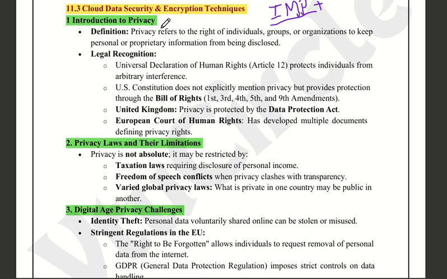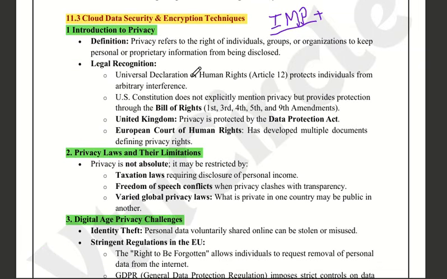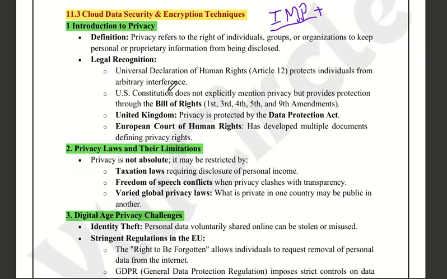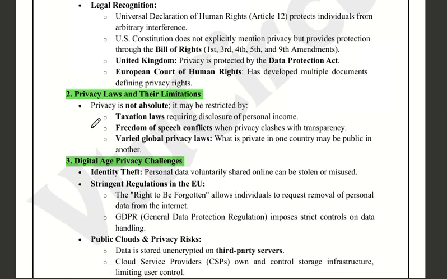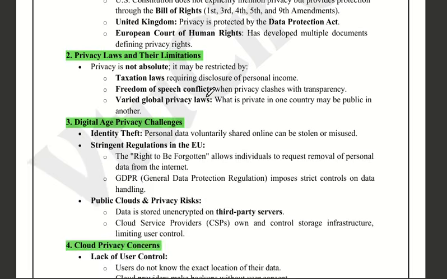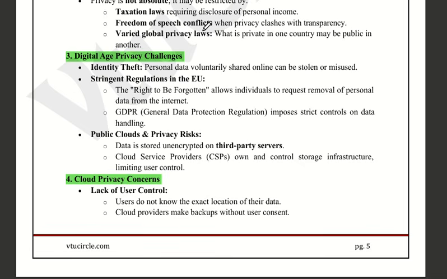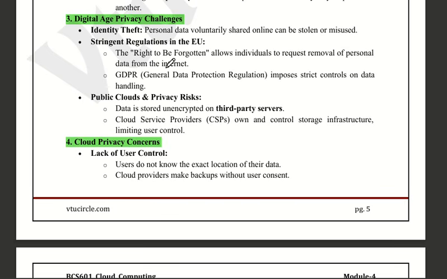So first one, introduction to privacy. What do you mean by privacy, and why do we need security? Obviously, to secure privacy, we need security for the data in the cloud. That is one of the topics. Second one is privacy laws and their limitations. Third one is digital age privacy challenges.